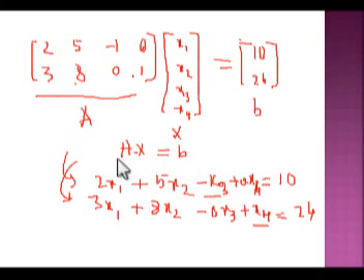Now there are 2 rows, so we have to find 2 mutually independent column vectors. We will treat these column matrices as vectors: this is A1, this is A2, this is A3, and this is A4. In these column vectors A1, A2, A3, A4, we have to find 2 linearly independent vectors.